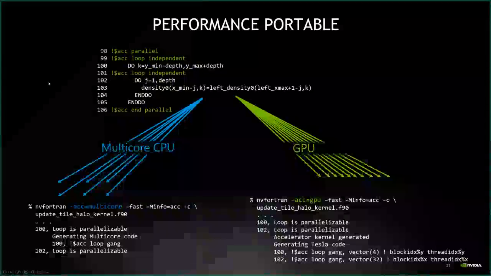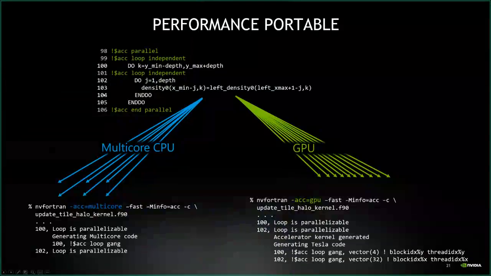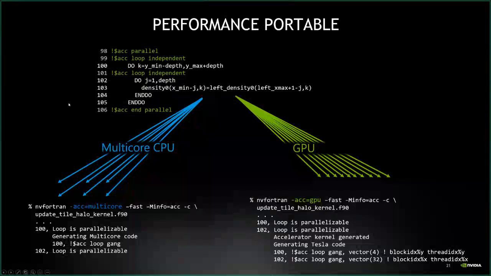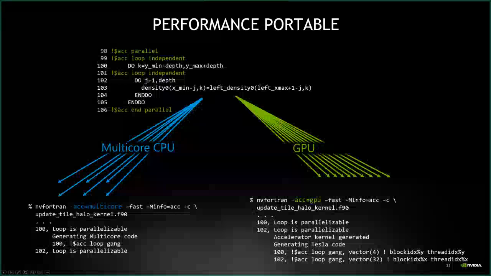Well, this really repeats what I said before in terms of it being performance portable, but a little bit more visually, that we will, with NV Fortran here, target both the multi-core with an -acc=multicore flag, as well as GPU with -acc=gpu.